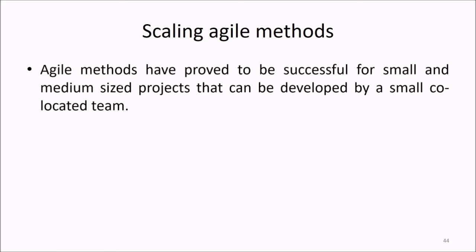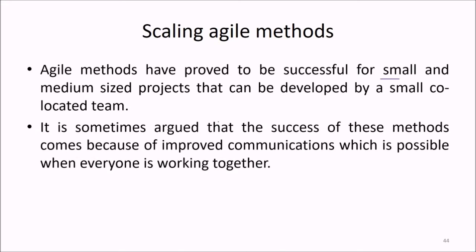Then we have scaling agile methods. Agile methods have proved to be successful for small and medium-sized projects that can be developed by small co-located teams, which means not very far apart, in a single place. It is sometimes argued that the success of these methods comes from the improved communication, which is possible when everyone is working together.